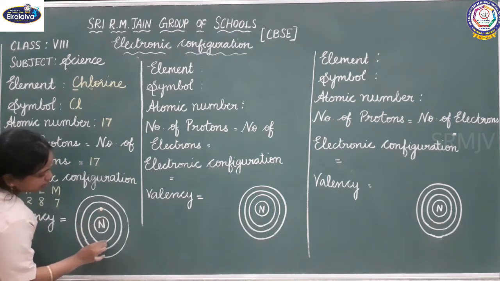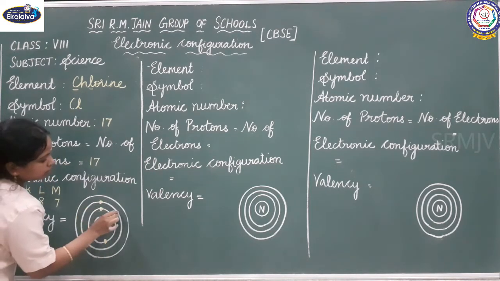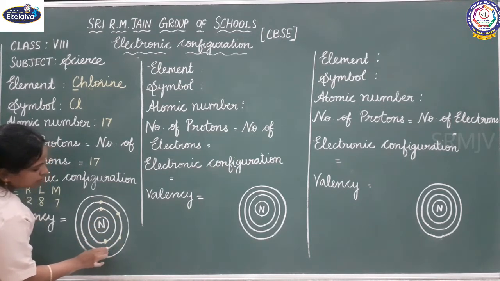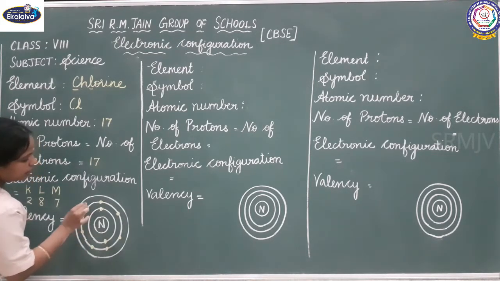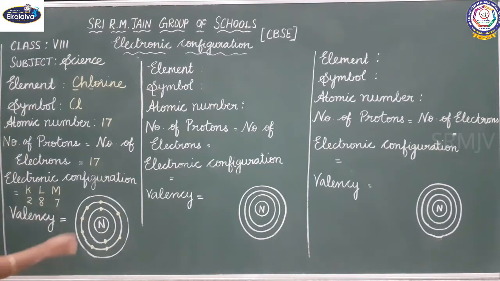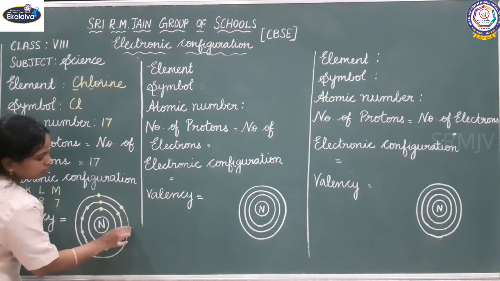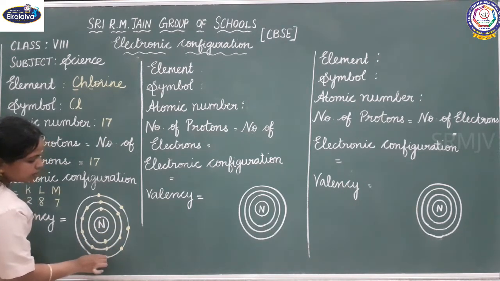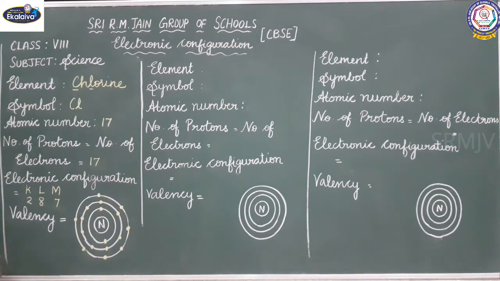2 electrons in K shell, 8 electrons in L shell, and 7 electrons in the M shell.